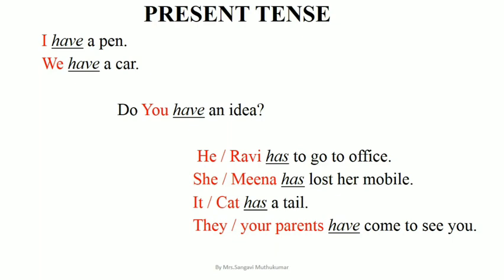Next, he has to go to office. He is third person singular. So as we said, for third person singular alone we have to use has. Next, she has lost her mobile phone. She is again third person singular, so we must use has. Next, it has a tail. It is also third person singular, so we must use only has here. We should not say it have a tail, he have to go, or she have lost. It will be a wrong form.